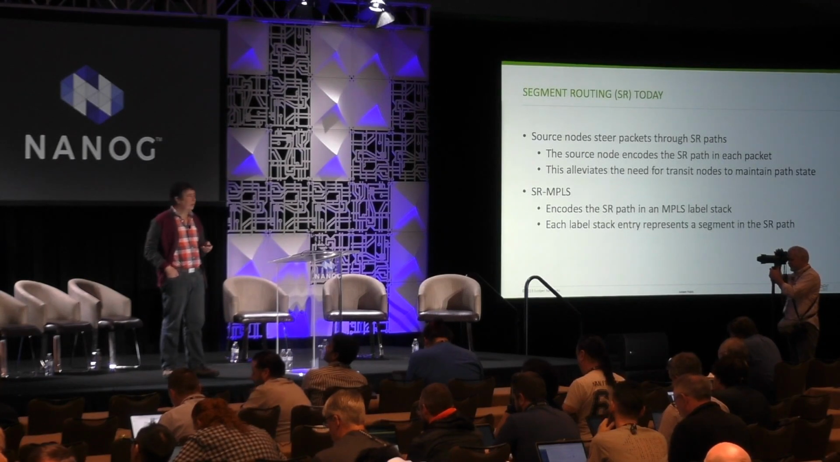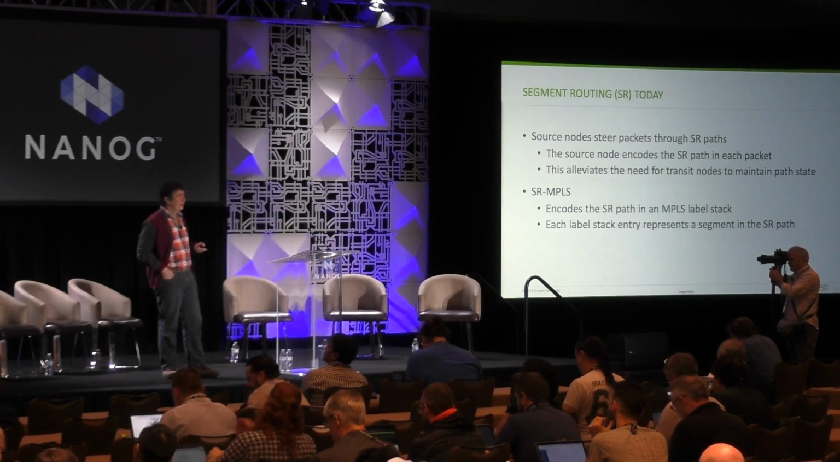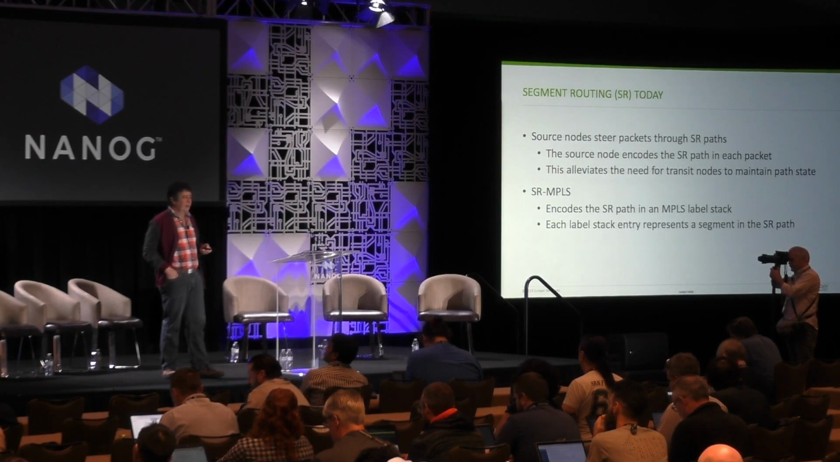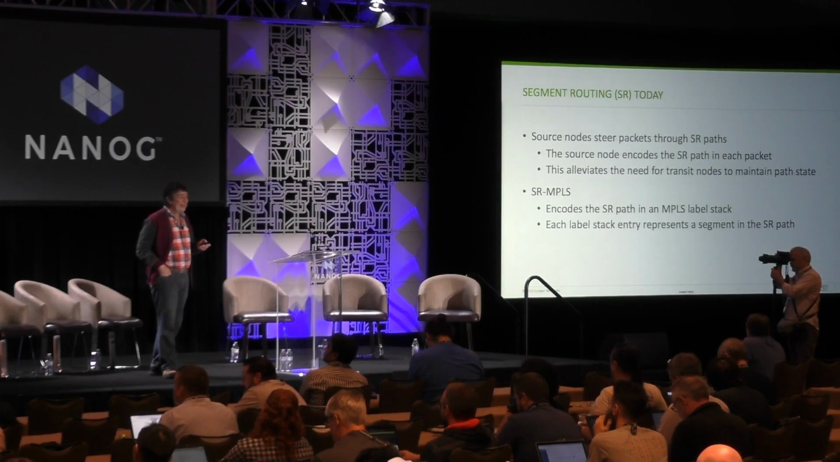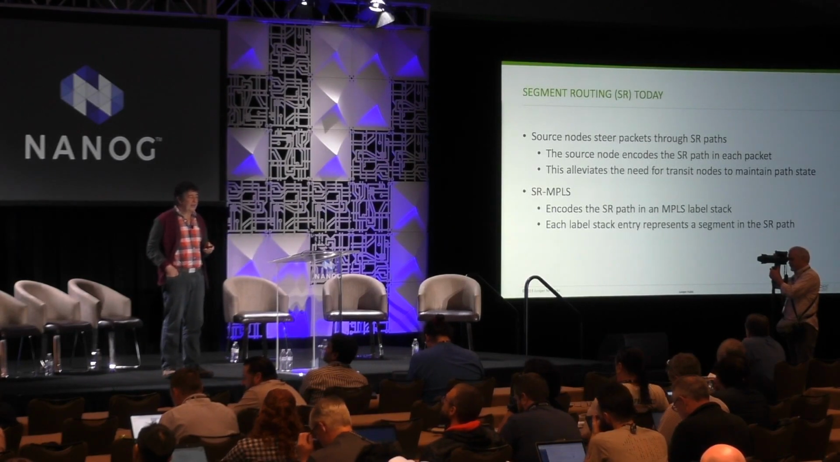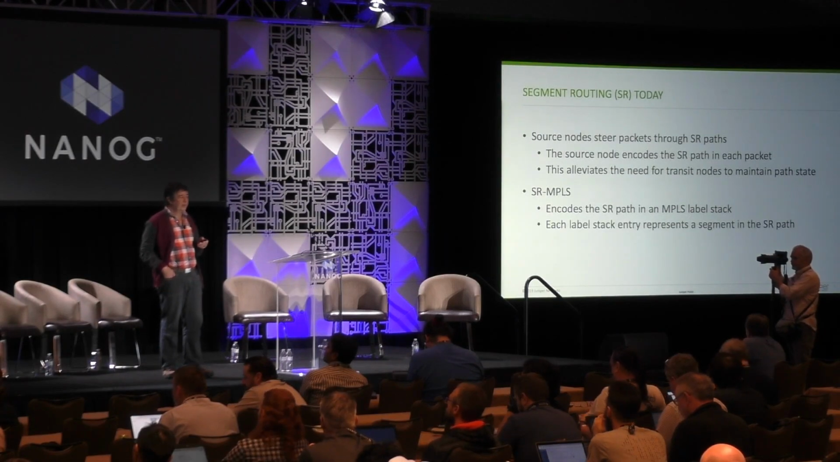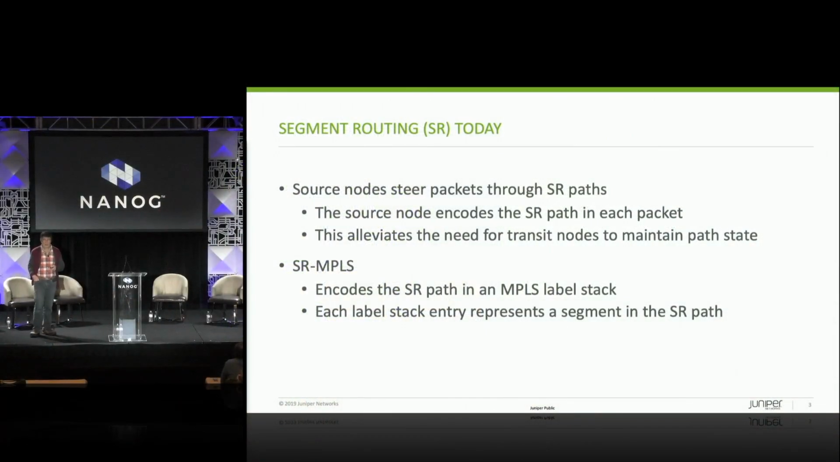And in segment routing, you won't hear people talk about LSPs. There is no label switching. There are SR paths. A source node encodes an SR path in each packet, and this alleviates the need for transit nodes to maintain path state. That's the big difference between segment routing and RSVP-TE signaled MPLS. In segment routing, the source node encodes the SR path in each packet, and there's no need to signal a path from end to end.